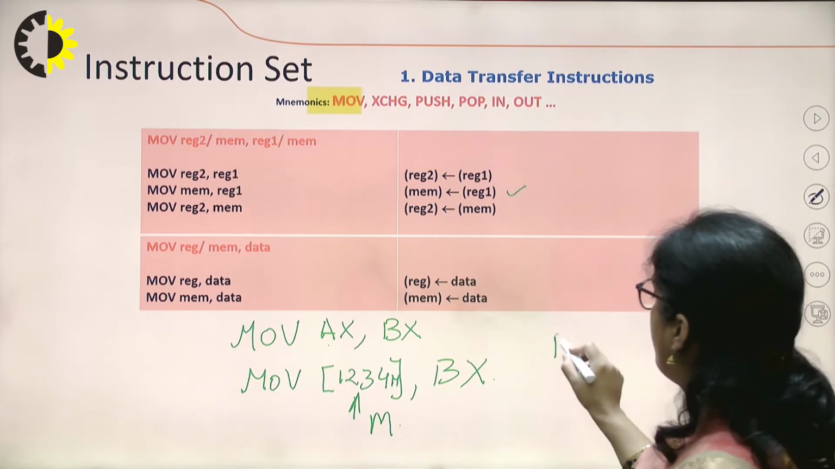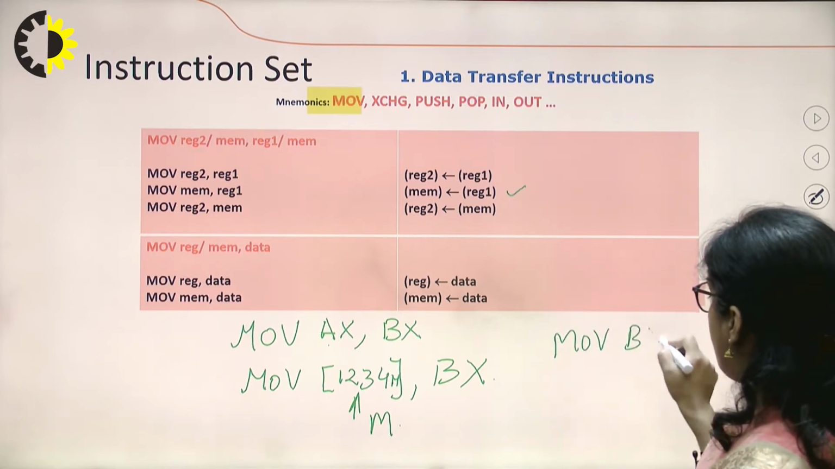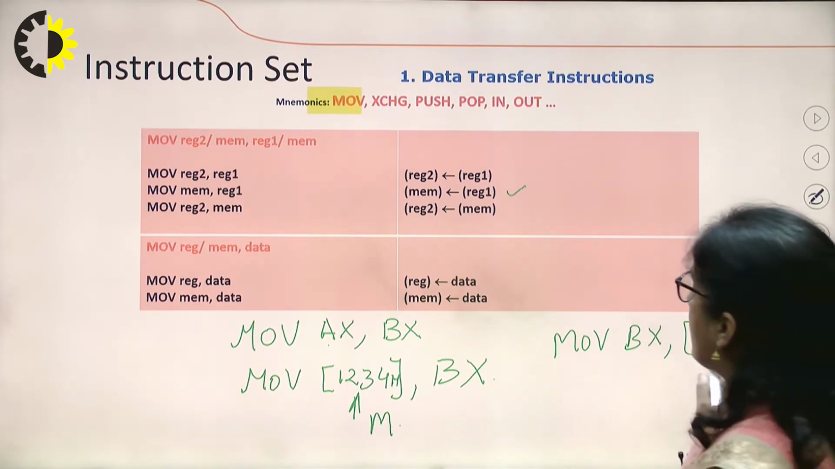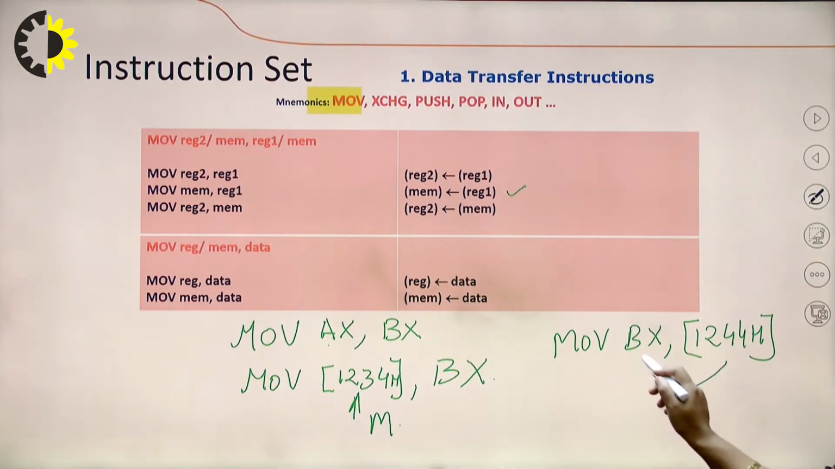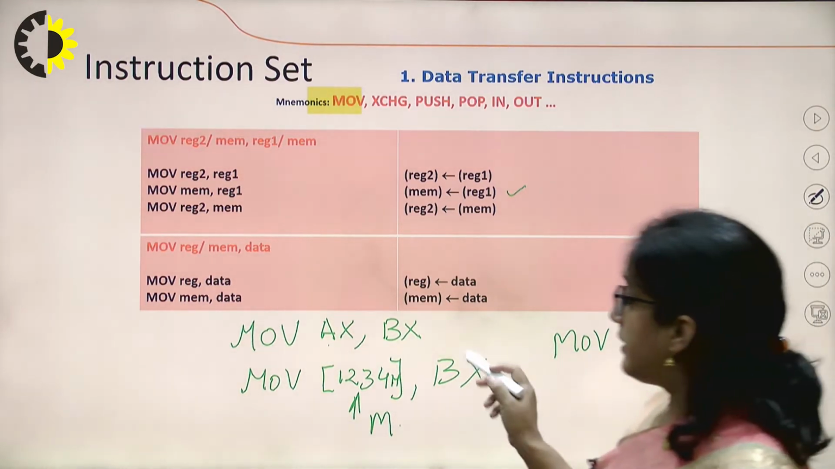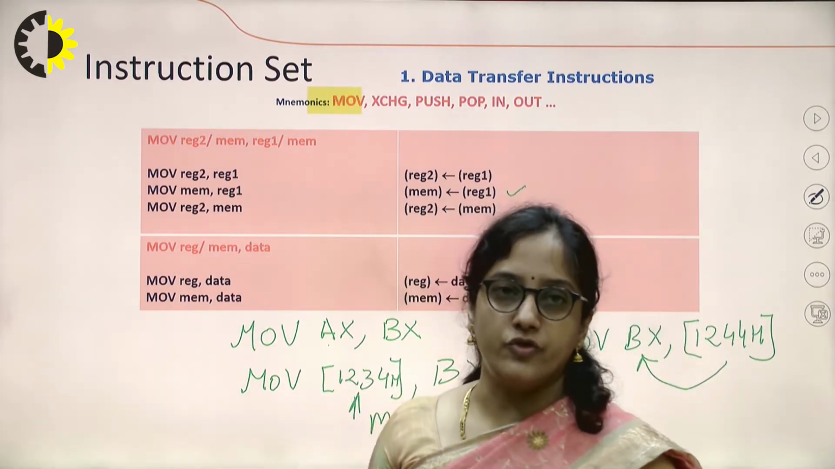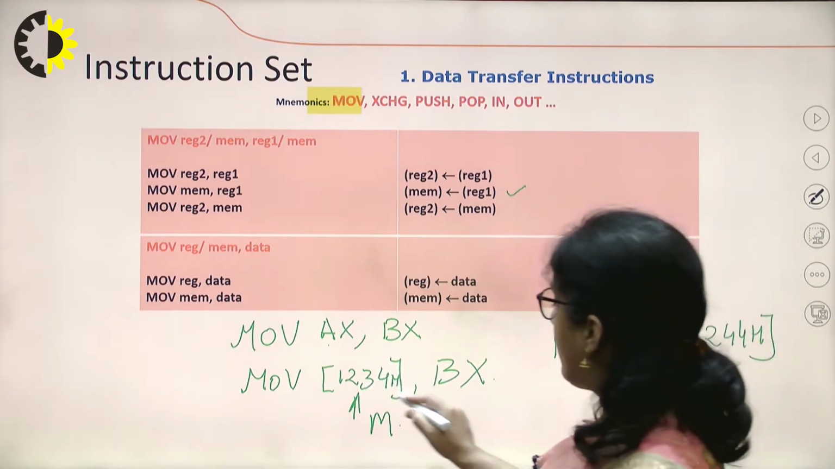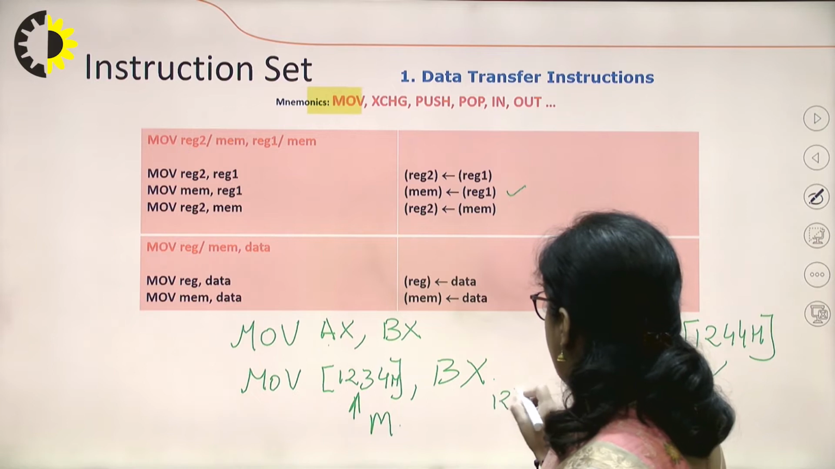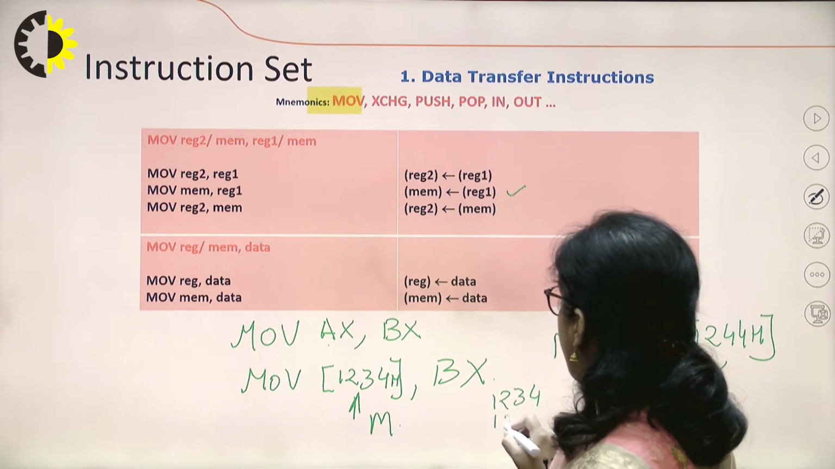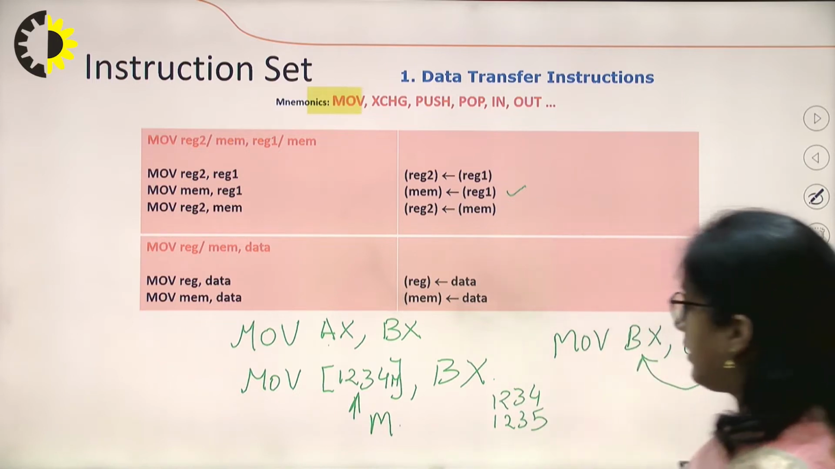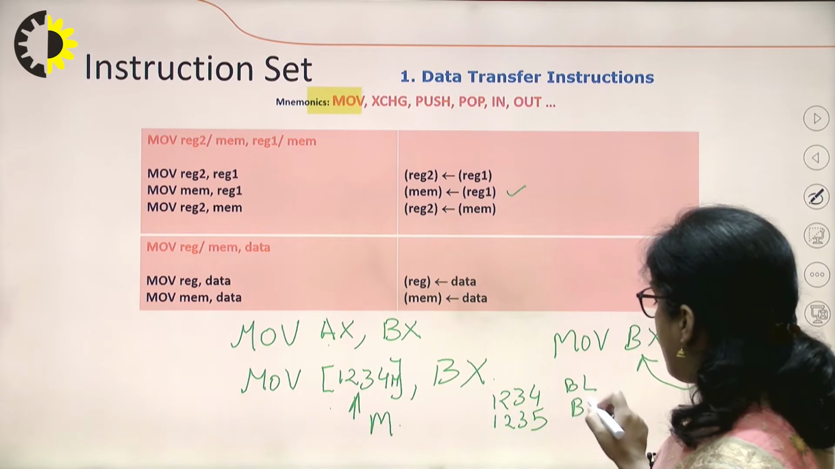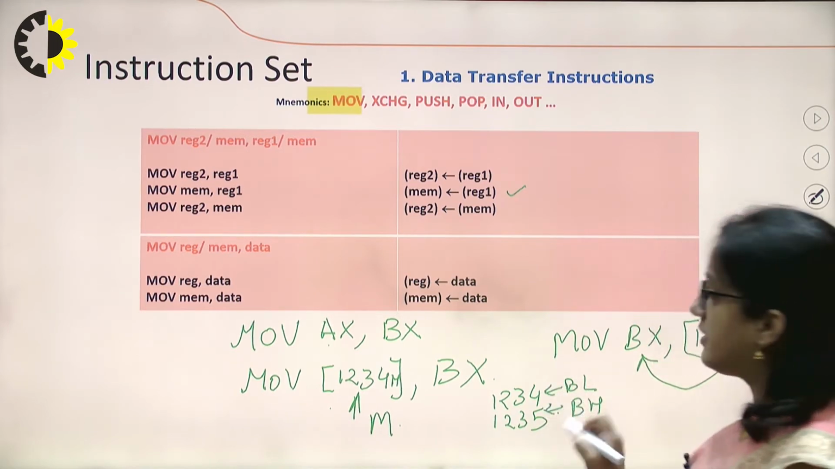Third, we can have MOV BX, comma 1244H. Here we are specifying the memory location, and the content from this memory location gets copied to BX. As I am specifying a 16-bit data transfer, BX, the microprocessor will transfer two bytes, one from 1234 and another from 1235. It will store the BL and BH content. You have to keep this in mind.